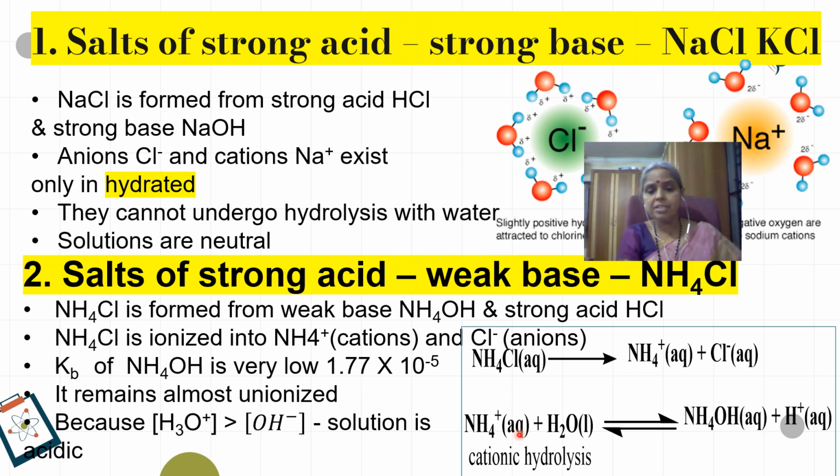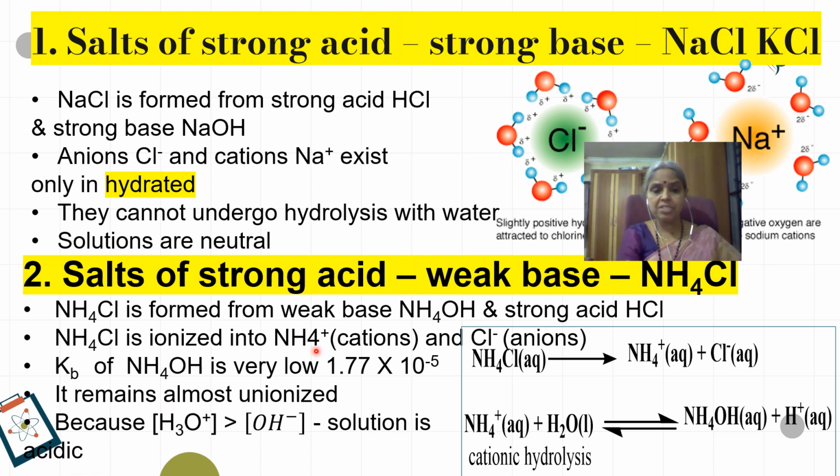So what happens when ammonium is reacting with H2O? It is forming ammonium hydroxide and it is also leading to the release of H plus. So H plus will start getting accumulated. Ammonium hydroxide is not ionized. It is not breaking. It is not releasing OH minus. But H plus ions are adding up. So gradually H3O plus ion concentration will be greater than OH minus ion concentration. So the solution will be acidic in nature.